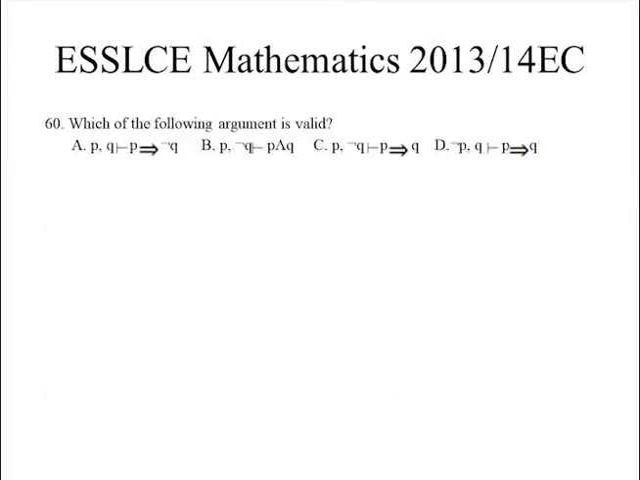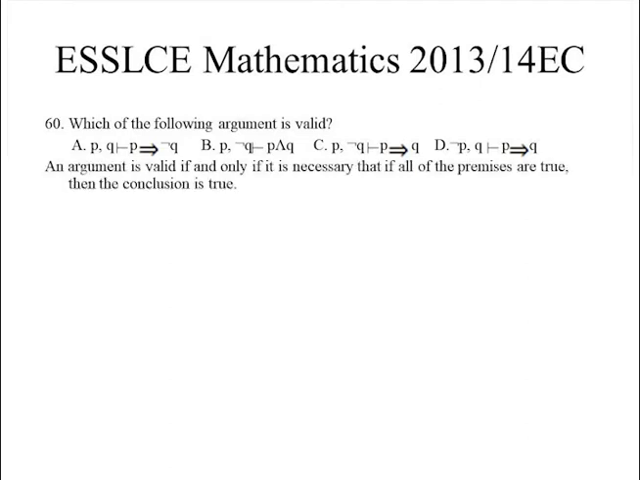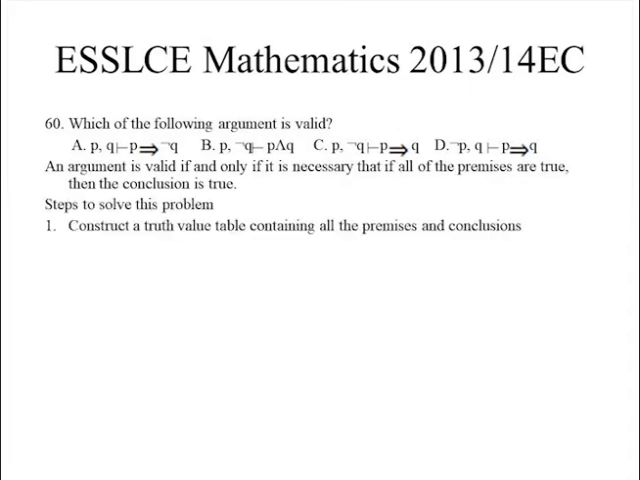Question number 60. Which of the following arguments is valid? An argument is valid if and only if it is necessary that if all the premises are true, then the conclusion is true. The following are steps to solve this problem. First, construct a truth value table containing all the premises and the conclusion. This symbol is called turnstile and is read as yields or proves.